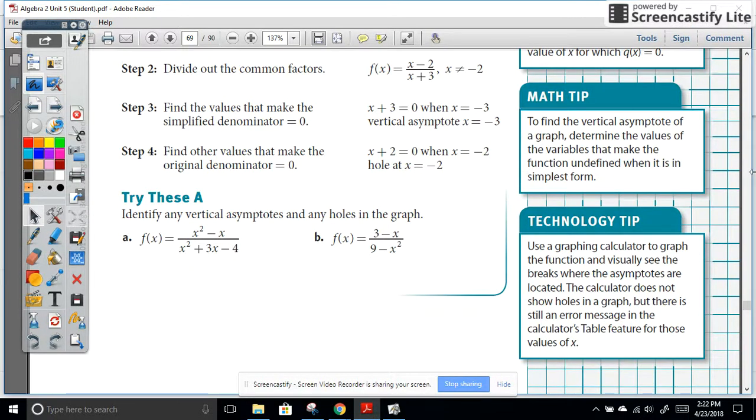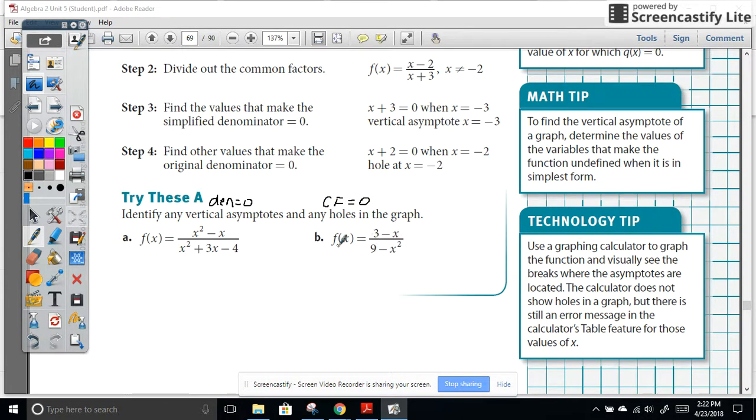Okay, so looking over the assignment, I just wanted to make sure that you guys understood that the notes that I gave you contain everything that you need in order to answer these questions. But I just want to remind you that if it says identify vertical asymptotes, for vertical asymptotes, what do you do? That's the denominator equal to 0. You set the denominator equal to 0.